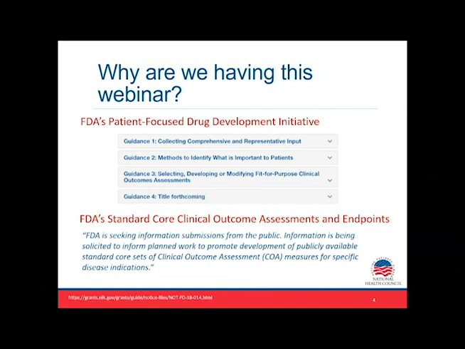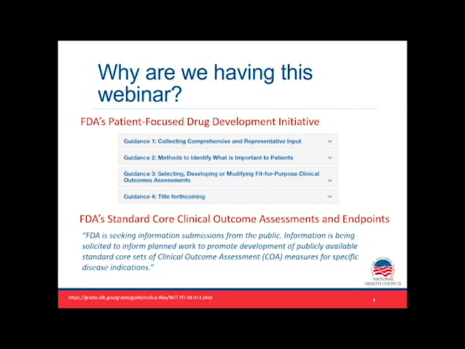The first is on collecting comprehensive and representative input. The draft of that guidance document came out earlier this year. There was a call for comments on that guidance, and the deadline for that was in September, and we expect to see a final version of that coming out soon. Later this year, just more recently, drafts of guidance documents 2 and 3 came out. The FDA held a meeting in October to discuss these 2 drafts, and the comments for these guidance documents are due within the next month, and then we expect to see the more final versions of those coming out early next year.